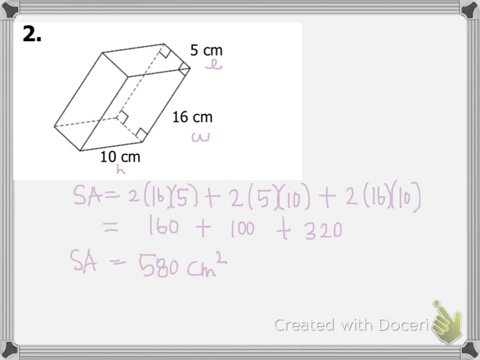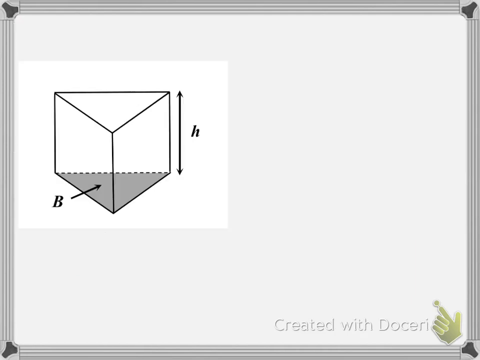Okay, so let's look at the surface area of all other prisms, so something that is not in the shape of a rectangle. So this is all other. For all other prisms, we're going to have to find the perimeter of the base, that shaded region down there.